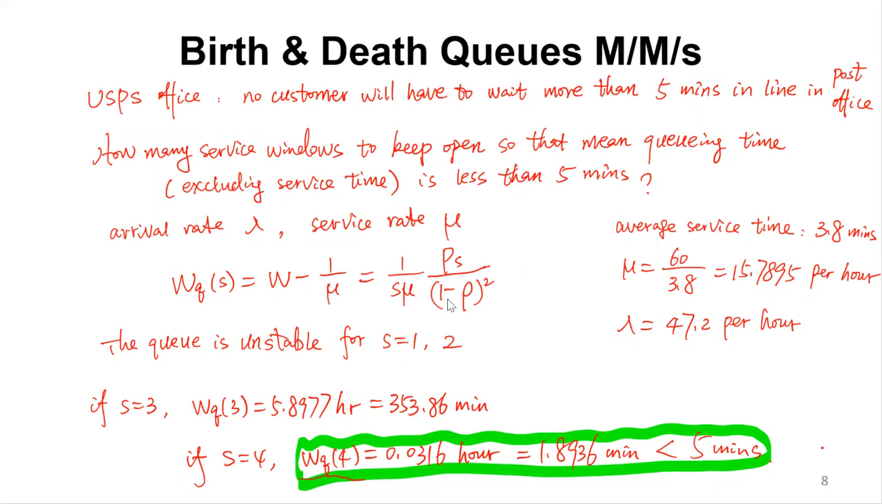Let's put S, mu, lambda and PS in, they are all in the system. After we do some calculations, this will equal 353 minutes. That's a long waiting time if you have only 3 windows. If S equals 4, if you have 4 service windows, then the average waiting time in the queue will be 0.0316 hours. That is 1.8936 minutes. Obviously, we realize our goal, and the waiting time is less than 5 minutes.